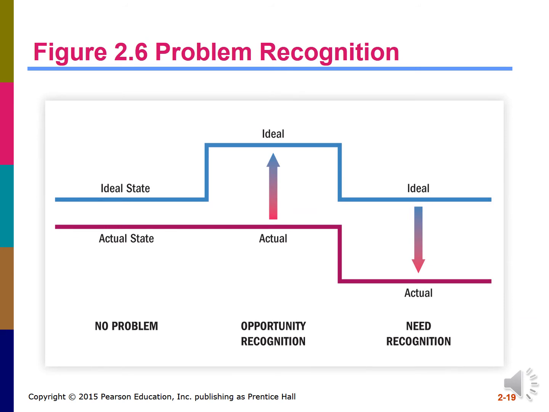Students, this figure is really easy to grasp, as it illustrates the 2 causes of problem recognition. The person experiences a decline in the quality of his actual state, or an increase in the desire for his ideal state.